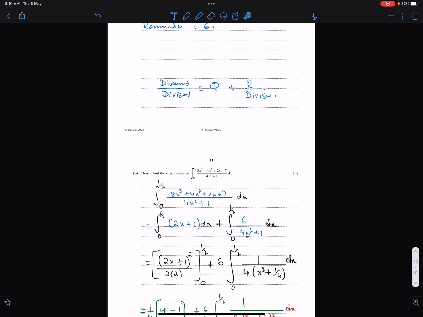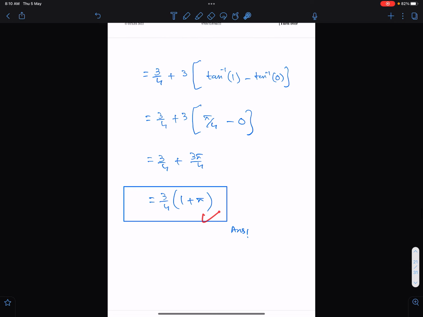The question is find the exact value. This is the exact value.